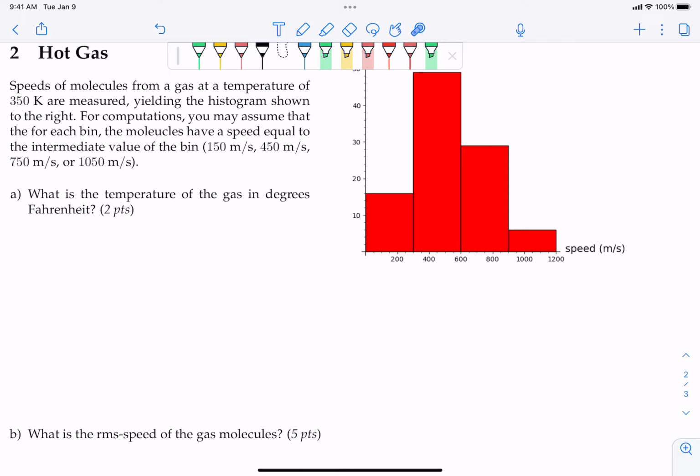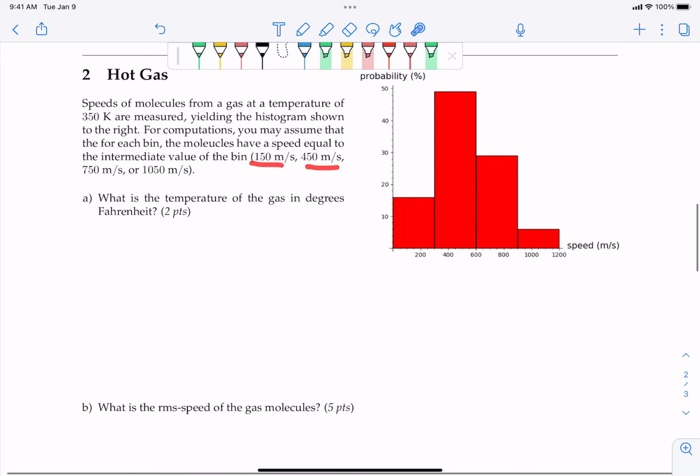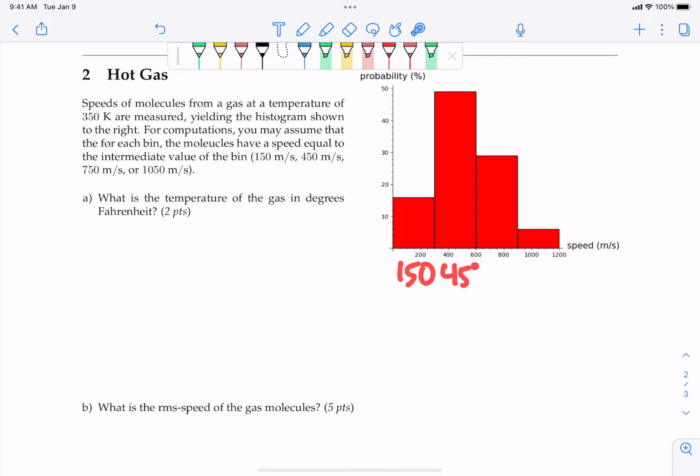They already gave you the values for each bar. So the speed here would be equal to 150, and this is 450 for this bar. This is 750 for this bar, and then this is 1050 for this last bar, right? Remember that written homework problem, if we're calculating averages, these are the values we're going to be using. So 150, 450, 750, and 1050 meters per second.